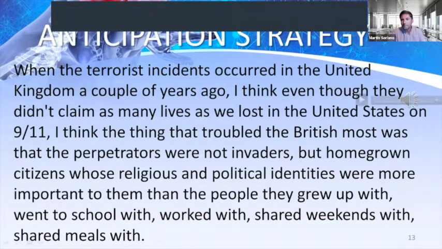When the terrorist incidents occurred in the United Kingdom a couple of years ago, I think even though they didn't claim as many lives as we lost in the United States on 9/11, I think the thing that troubled the British most was that the perpetrators were not invaders, but homegrown citizens whose religious and political identities were more important to them than the people they grew up with, went to school with, worked with, shared weekends with, shared meals with.